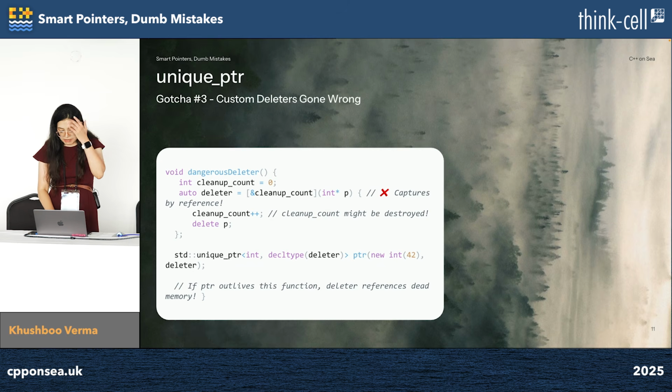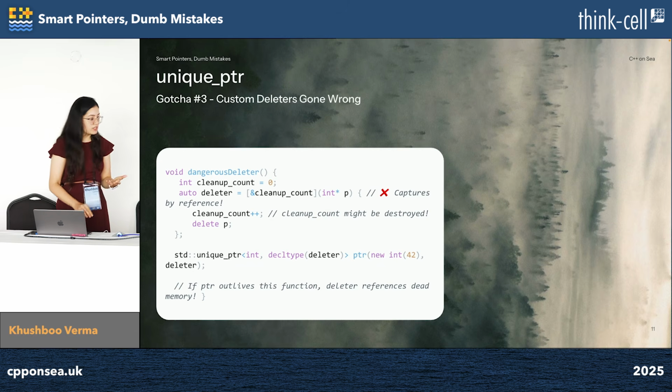In this particular case, we are capturing the cleanup count by reference inside the lambda function, as you can see. And then I'm trying to use this lambda as a custom deleter inside my unique pointer. The cleanup count is a stack variable, right? And it would be destroyed whenever the dangerous deleter function returns. But the lambda inside the unique pointer will still hold a dangling reference to this memory location. And when this ptr is destroyed later on, it will try to access the cleanup count variable, which is a dangling reference. It does not exist now, right? It would cause undefined behavior.